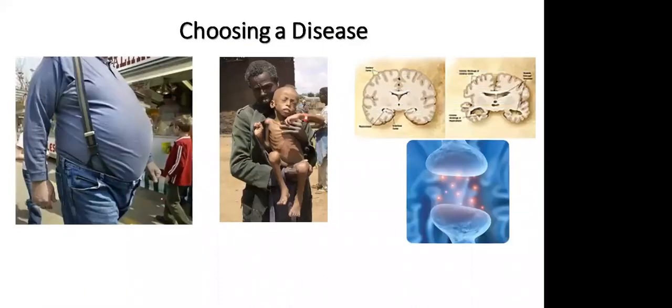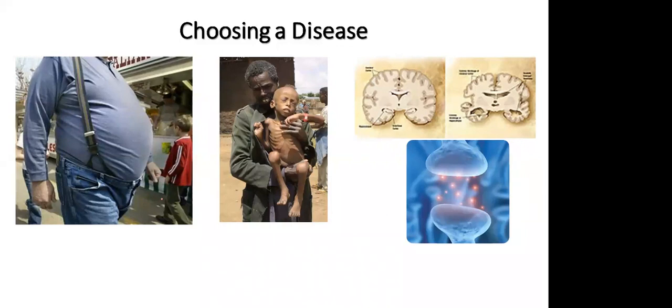Very first thing is choosing a disease. Here we have displayed three images. In the first image, you can see a person in a more obese condition. The second image shows a very poor health condition with malnutrition and very little muscle. The third image shows Alzheimer's disease, with shrinkage of the brain and problems in the connections between the neurons.